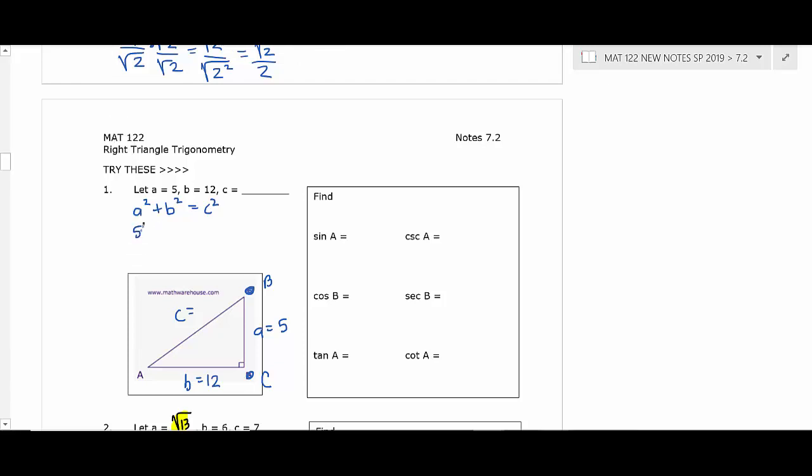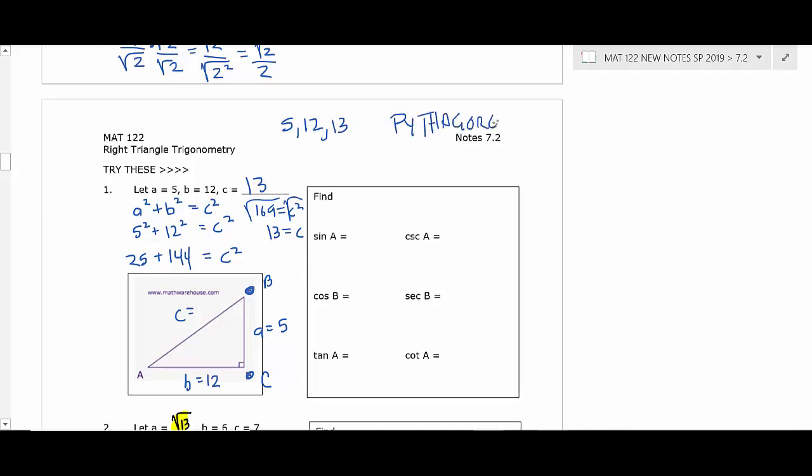So we'll have 5 squared plus 12 squared is equal to C squared. That's going to be 25 plus 144 equals C squared. So that would be 169 equals C squared. Then you square root both sides, and if you need to use your calculator, you can. So C would be 13. So you get 5, 12, 13, which is another example of what we call a Pythagorean triple, because all of the sides of the triangle are whole numbers.